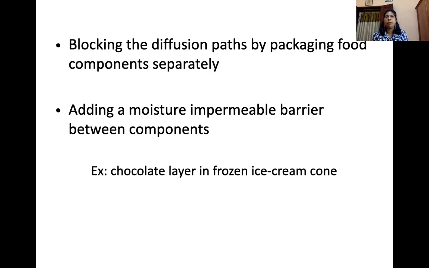If you are eating a chocolate ice cream, you can't see it separately, but if you are going for a fruit and nut or vanilla ice cream cone, you can see the chocolate layer is there. So what is the reason?